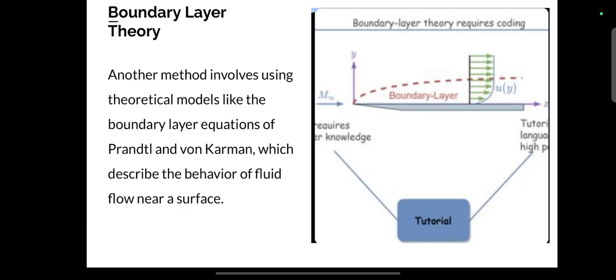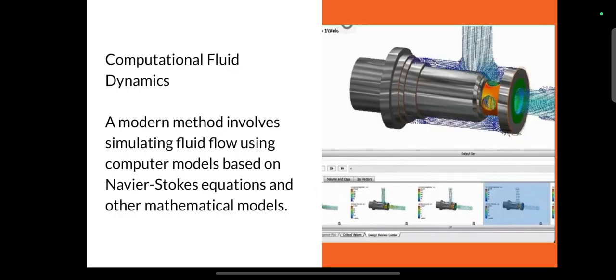Another method involves using theoretical models like boundary layer equations of Prandtl and von Karman, which describe the behavior of fluid flow near a surface. And the last method is computational fluid dynamics. This is the modern method, which involves simulating fluid flow using computer models based on the Navier-Stokes equations and other mathematical models.